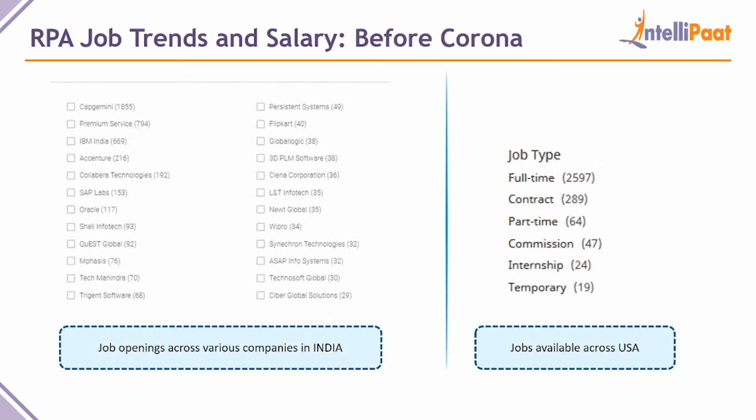So let's talk about the number of jobs which are out there. These statistics on your screen right now are from before corona. You can see all the big industry giants like IBM, Accenture, SAP, Oracle, Tech Mahindra, Flipkart, Capgemini, and L&T Infotech. These are hiring RPA developers. There are 1,855 openings for RPA developers at Capgemini, or 669 at IBM India itself. So you can imagine the number of jobs pre-corona.